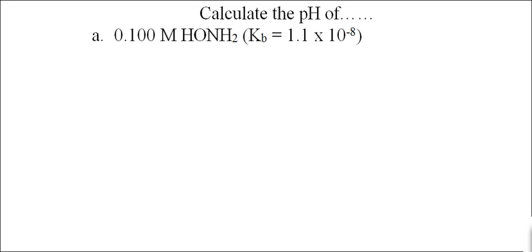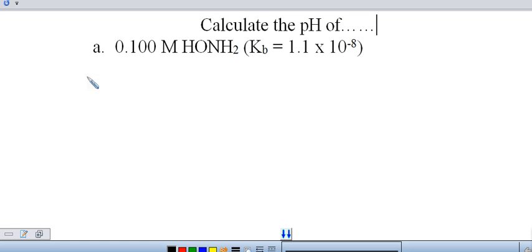Chapter 15, problem number 18. We are supposed to find the pH of 4 different substances, and the first one that we are finding the pH of is a 0.1 molar HONH2 problem. And they give us the Kb of this problem, which indicates it's going to act as a base.